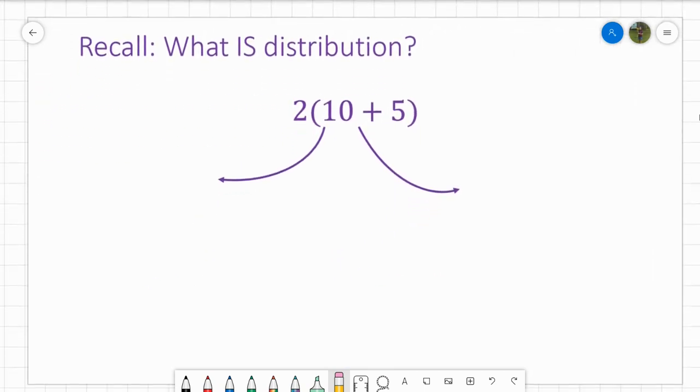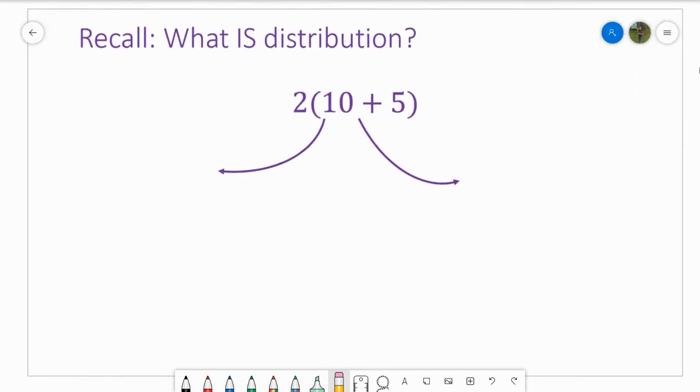Okay, so what is distribution? We have talked about distribution before a lot of times. So there are two different ways that we could simplify this expression here. If you're following your order of operations, the first thing you need to do is your parentheses, then your exponents, then your multiplication, division, addition, subtraction. So we'll start with the parentheses, and I see that we have 10 plus 5.